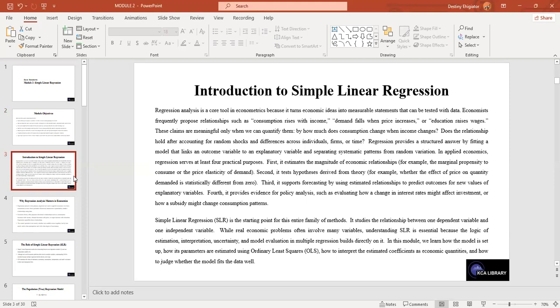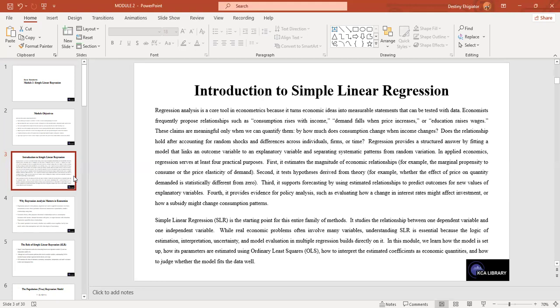Regression provides a structured answer by fitting a model that links an outcome variable to an explanatory variable and separating systematic patterns from random variations. In applied economics, regression serves at least four practical purposes. First, it estimates the magnitude of economic relationships. Second, it tests hypotheses derived from theory. Third, it supports forecasting by using estimated relationships to predict outcomes for new values of explanatory variables. Fourth, it provides evidence for policy analysis, such as evaluating how a change in interest rates might affect investment or how a subsidy might change consumption patterns.